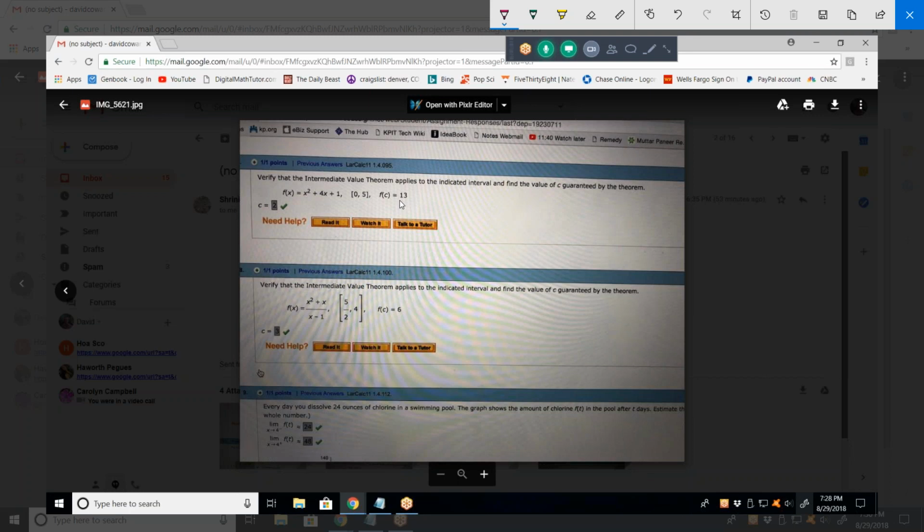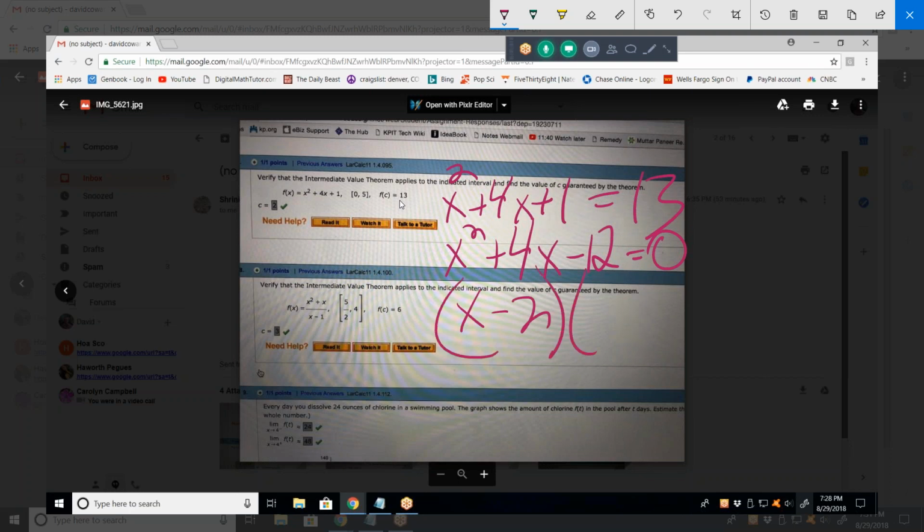Oh, I think what I would do is I would set 13 equal to c squared plus 4c plus 1, and then I would get 13 minus 1, which is 12. And 12 is equal to c times c plus 4. Or no, I would do minus 12. So it would be c squared plus 4c minus 12. Right, and then I would factor and get c minus 2 times c plus 6, right?